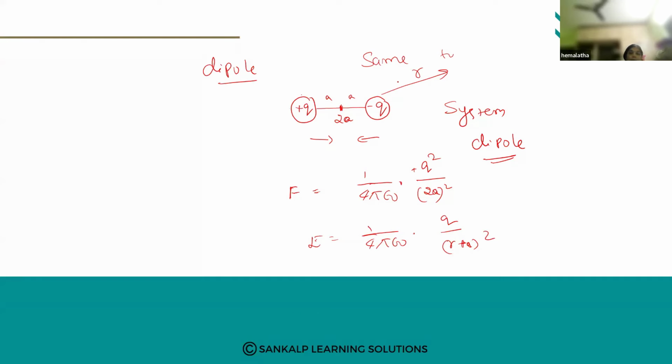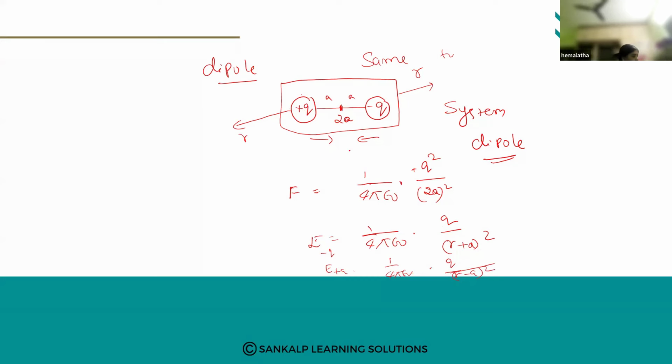What are we calculating? We are calculating the electric field at a distance r from a dipole, a system of a dipole. Then you will get the relation like this, r plus a whole square. Same thing for plus q and minus q. For the plus q charge, the electric field is 1 by 4 pi epsilon naught, q divided by r minus a whole square, and for minus q it is r plus a whole square.